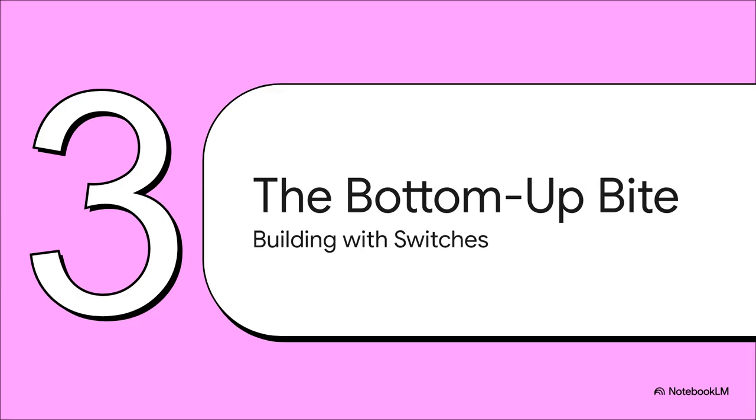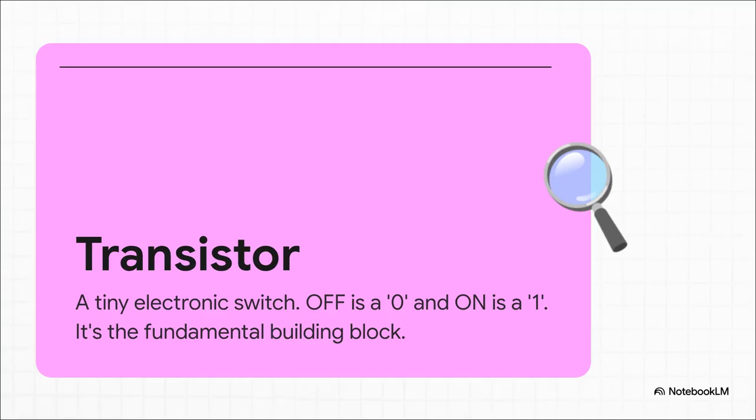It's time to take a bite from the other side of our sandwich. We're going to start at the absolute bottom. We're talking physics here, and build our way up to a machine that can actually make sense of that 32-bit number we just created. The fundamental atom of all modern computing is the transistor.